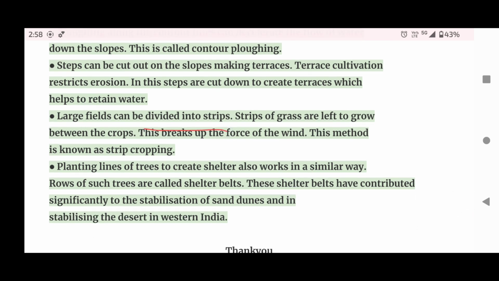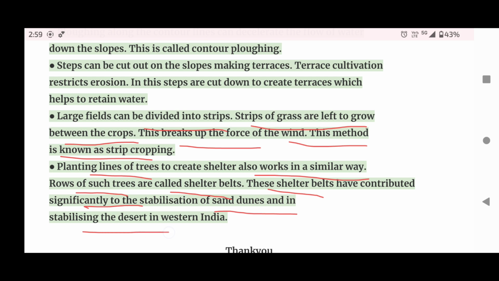Large fields can be divided into strips. Strips of grass are left to grow between the crops. This breaks up the force of the wind. This method is known as strip cropping. Planting lines of trees to create shelter also works in a similar way. Rows of such trees are called shelter belts. These shelter belts have contributed significantly to the stabilization of sand dunes and in stabilizing the desert in western India.